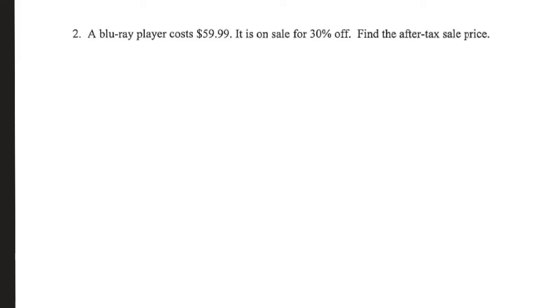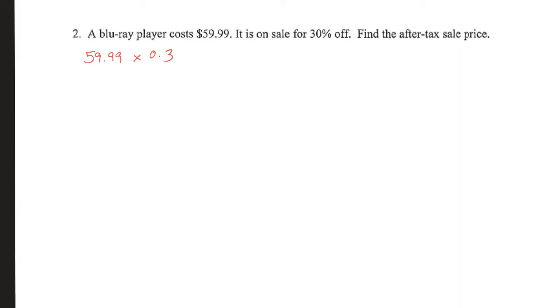Okay, well, for me to calculate the after-tax sale price, I need to calculate the sale price. Well, the sale price is going to be 30% off. So I'm going to take $59.99 and I'm going to multiply that by 0.3 because that's my 30%. And that's going to tell me how much is coming off the price. So you guys are doing all the calculations, not me. So calculate your 59.99 times 0.3.